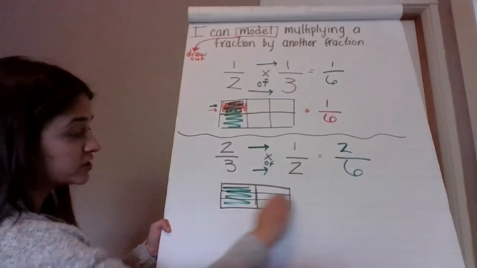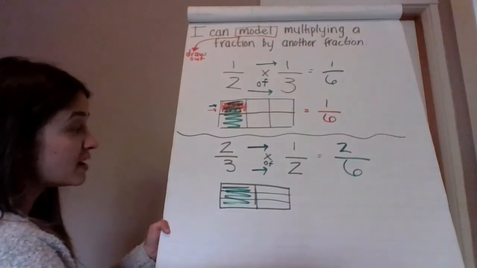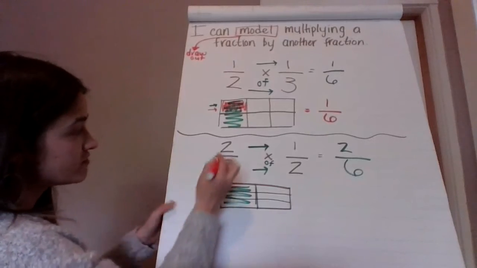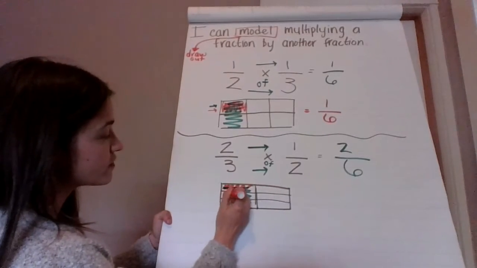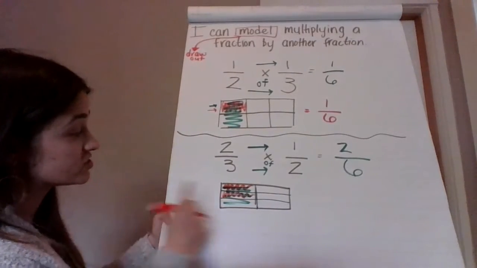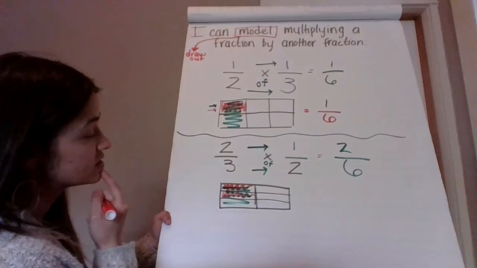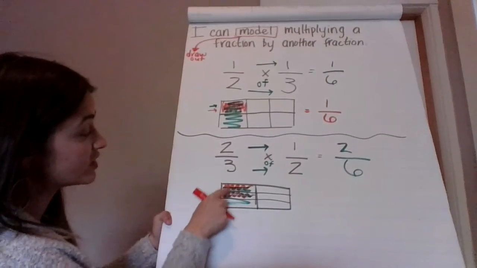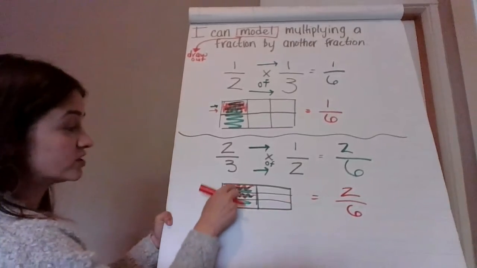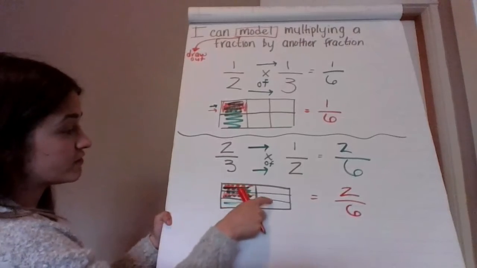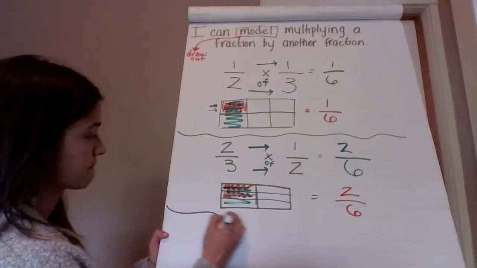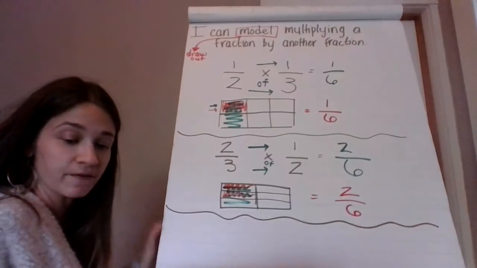Now, I had to partition the entire model just like last time, but I'm only looking for 2/3 of this 1/2. So if I'm only looking for 2/3, I would color in 1/3, 2/3. And then I look, what is my answer? What is colored in with both colors? 2/3 of 1/2 equals 2/6. 1, 2 out of 1, 2, 3, 4, 5, 6. Okay. Now I would like you to try one. And we'll go over it together.